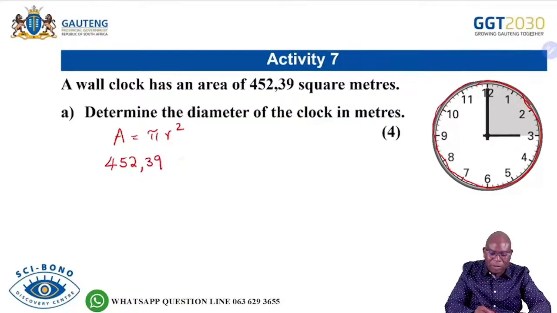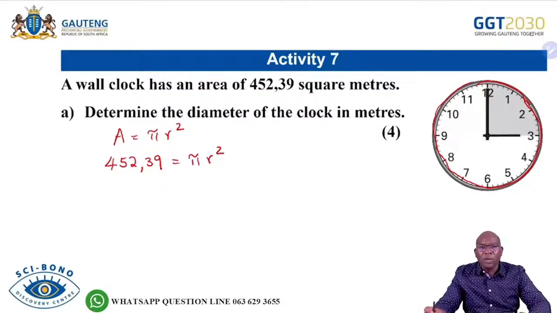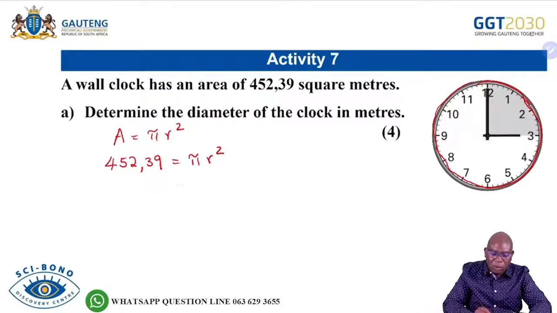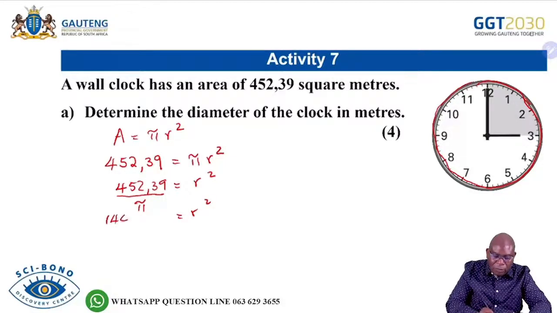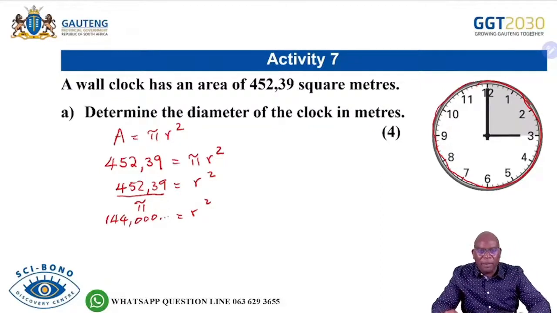452.39 square meters. I've got pi, I've got r squared. So how do I calculate the r squared? I'm going to say r squared equals 452.39 all divided by pi. Then my r squared is going to be 144.000. Okay? Right. I used my calculator correctly there.